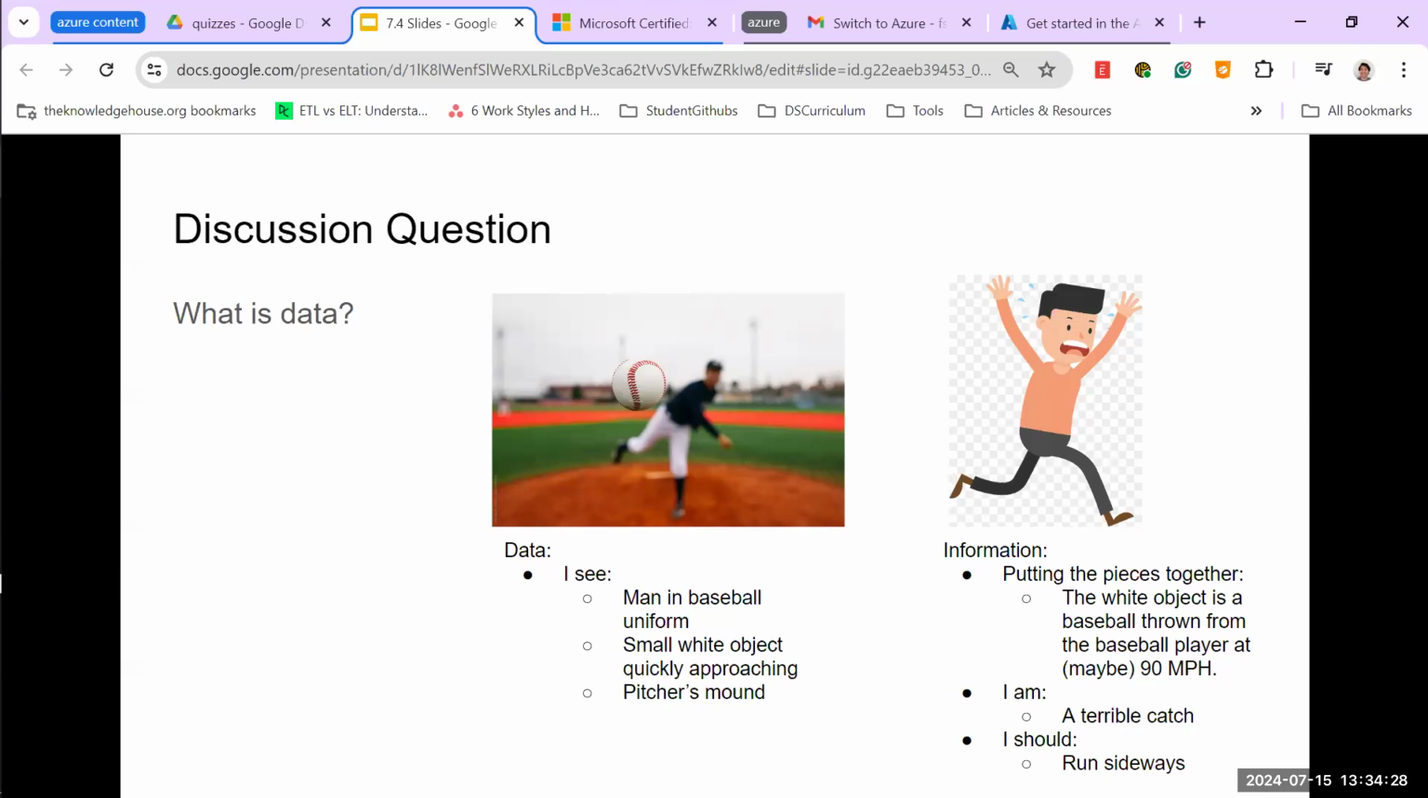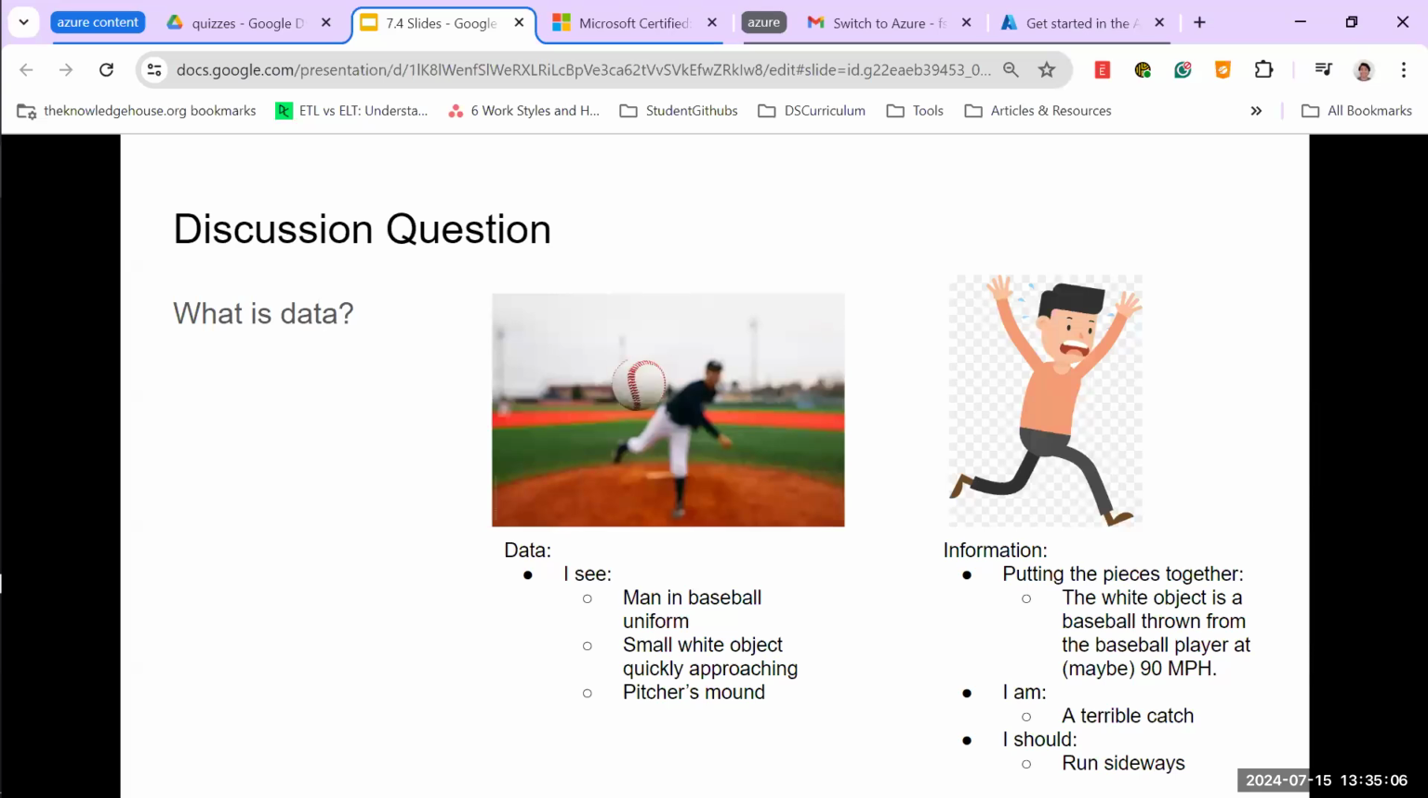There's a man in a baseball uniform on the other side. There's a small white object that's quickly approaching me, and it's getting larger and larger in my vision. And where am I? I'm standing on a pitcher's mound. All of that information, all of that sensory input, that's pure data right there, right? Now, I haven't acted upon this data yet, right? Let me go ahead and input some other data, some historical data, into my brain, and let's see if some action can be gleaned from all of this.